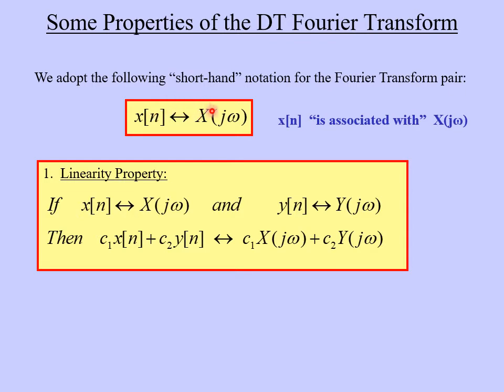So this little arrow here just means that these two are associated with each other because they are a Fourier transform pair. Okay, so the linearity property says that if little x of n is associated with big X of j omega and little y of n is associated with big Y of j omega, then if we scale and add our x and y sequences together in time, then in the frequency domain, the transforms will also be scaled and added together accordingly. So that is the property of linearity.